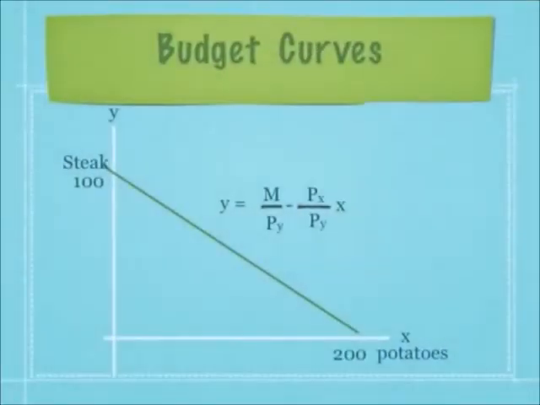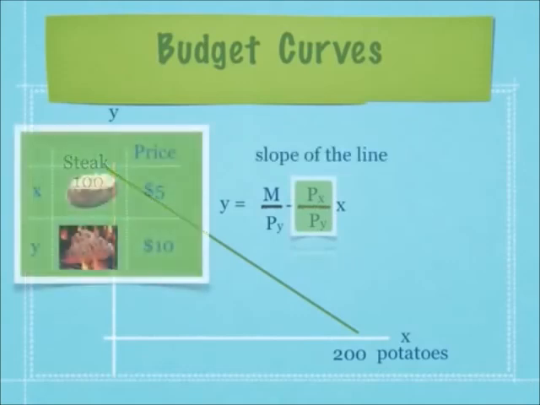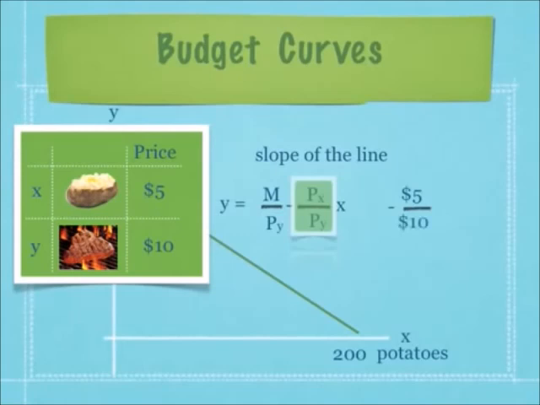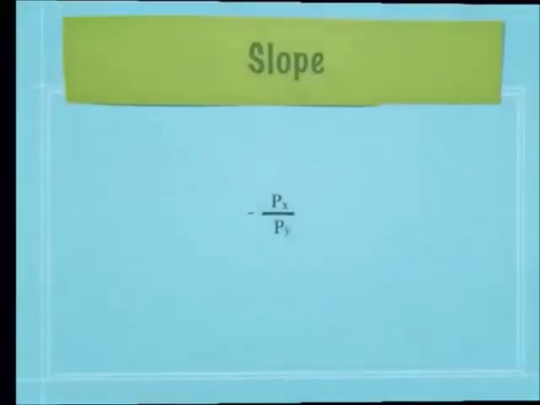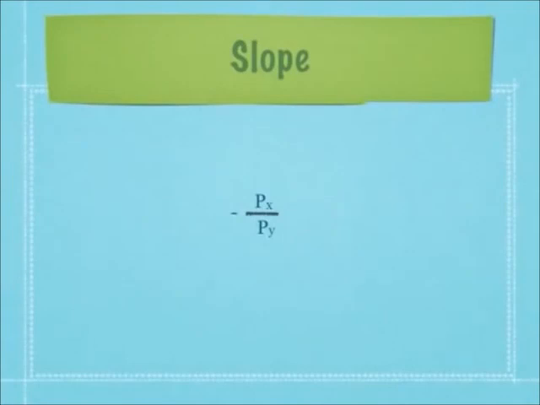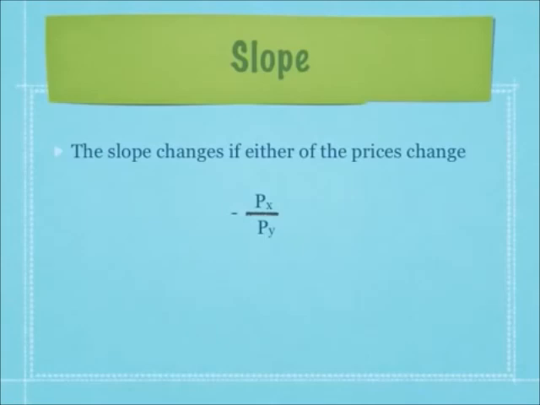Now when we plot our equation and the budget line or budget curve, this is the way our equation works. The slope of the line is the ratio of the two prices. And remember that the price of the goods we're looking at is $5 and $10. And the slope should equal 1/2, which is what we calculated before. The slope of the line is the ratio of the prices. The slope changes if the price changes.